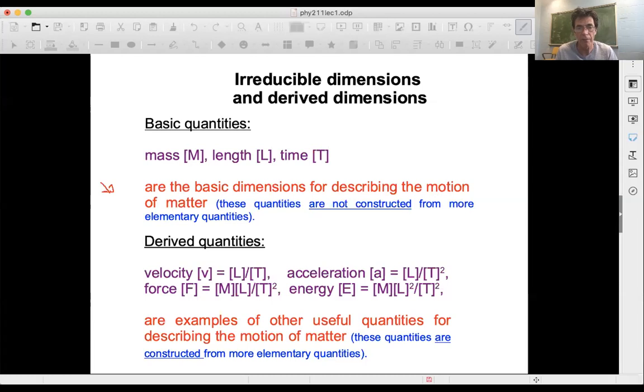space and time. And so this slide really just introduces you to the distinction between those irreducible dimensions of mass, length, and time, and the derived dimensions of familiar things like velocity and acceleration, and maybe less familiar, but very important things like force and energy.